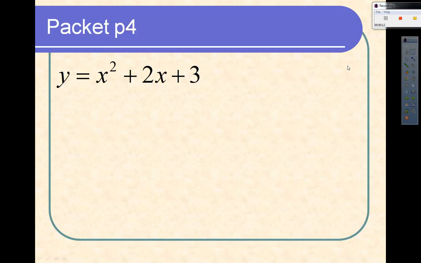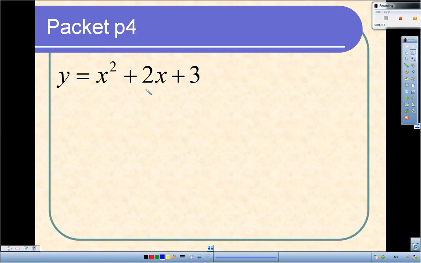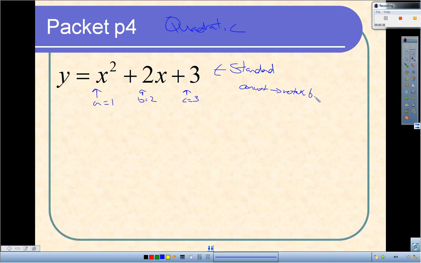Let's say I give you this function, y is equal to x squared plus 2x plus 3. I know that it's a quadratic function because it has a power or exponent of 2. Next thing I notice is that this is in standard form because it's ax squared plus bx plus c. So a is 1, b is 2, and c is 3. Well, the first thing I want to do is convert this into vertex form. That way I can better graph it and analyze it.